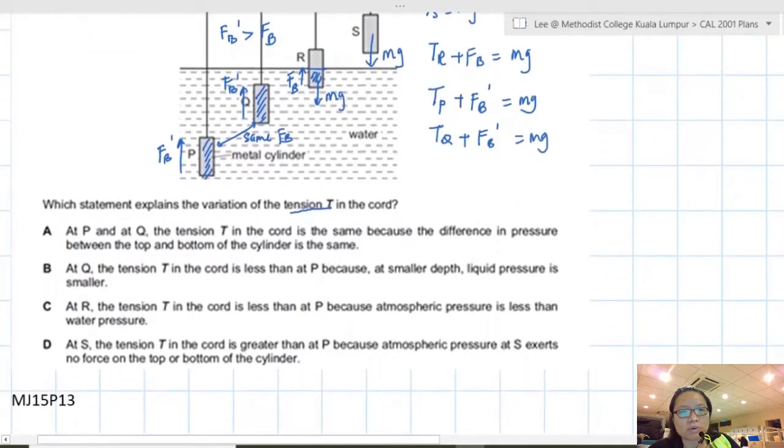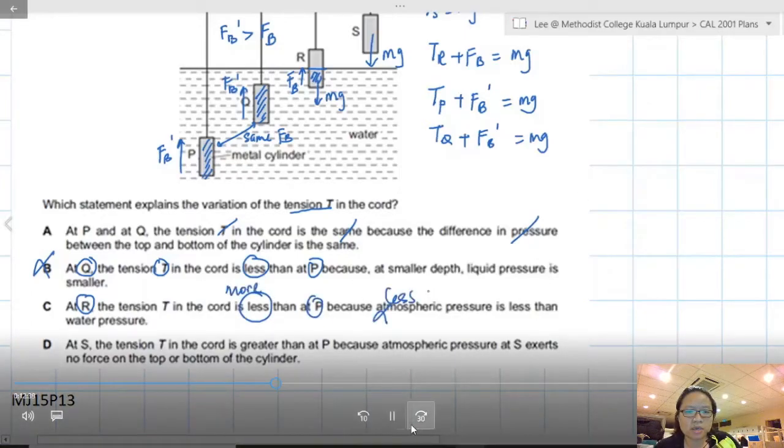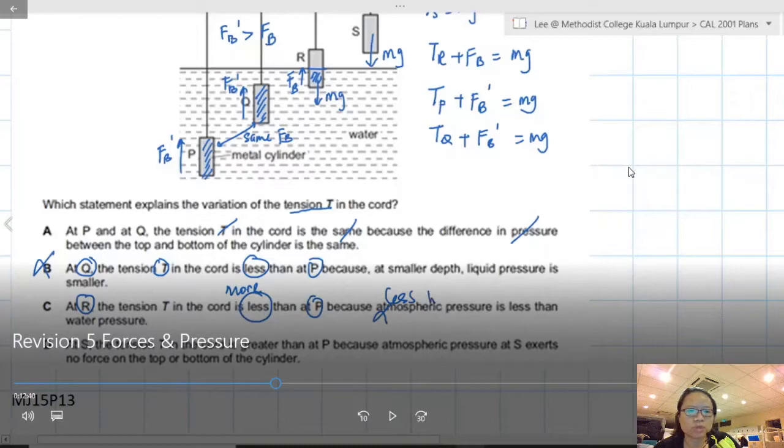So you check all the statements one by one. Okay, the tension in T is the same because of the difference in pressure. No. So B is wrong because tension in T is less than tension in P. Okay, I'm just going to pause this a while so we can read without distraction.